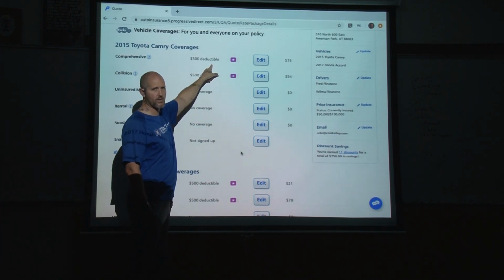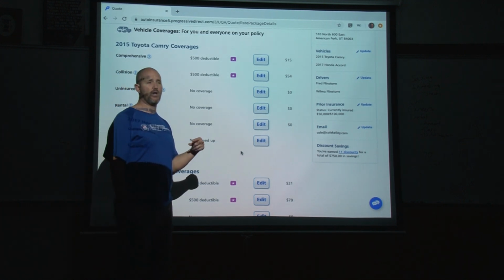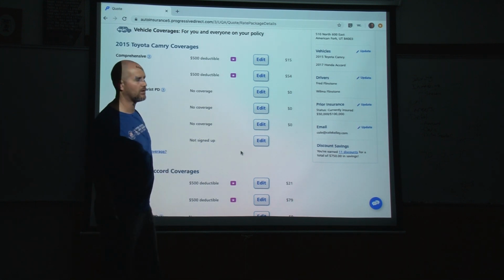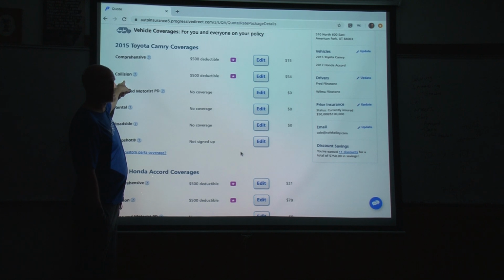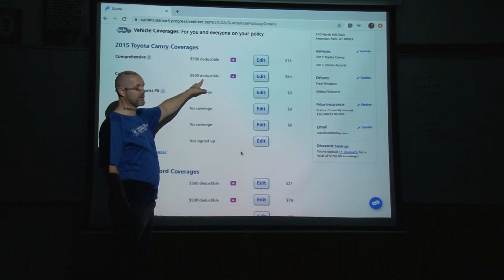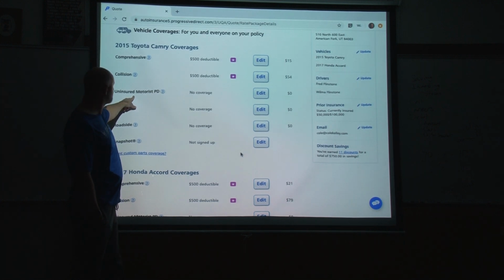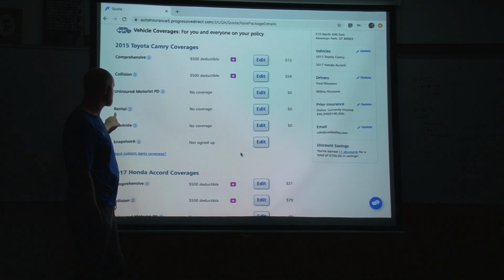Okay, let's go back down to the Camry, and so we've got comprehensive coverage and we've got a $500 deductible. Okay, comprehensive coverage is when something happens to your vehicle that doesn't involve a collision with another car. Collision is when you collide with another car, and we have a $500 deductible on that. Right now, this quote is not giving us uninsured motorists on this. That's because we had it on the policy.